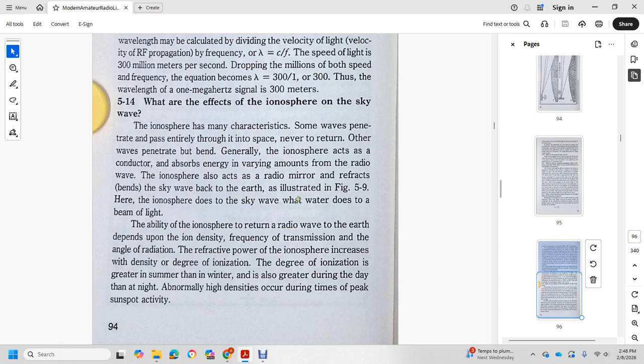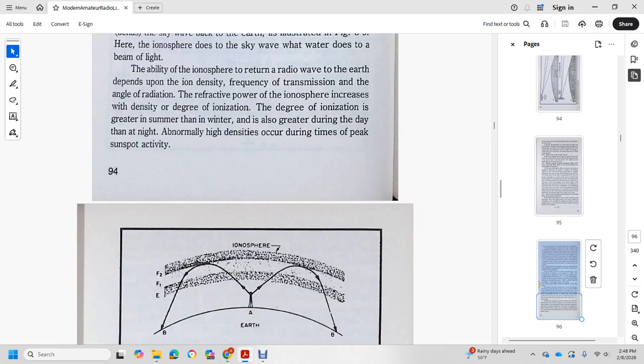Here is the ionosphere and the sky wave. The return of the radio wave to the earth depends on the ion density, the frequency of the transmission, and the angle of radiation. The density of the ionosphere increases with the degree of ionization. Ionization is greater in summer than in winter, and is also greater during the peak of the night. Abnormally high density will occur during the times of peak sunspots.